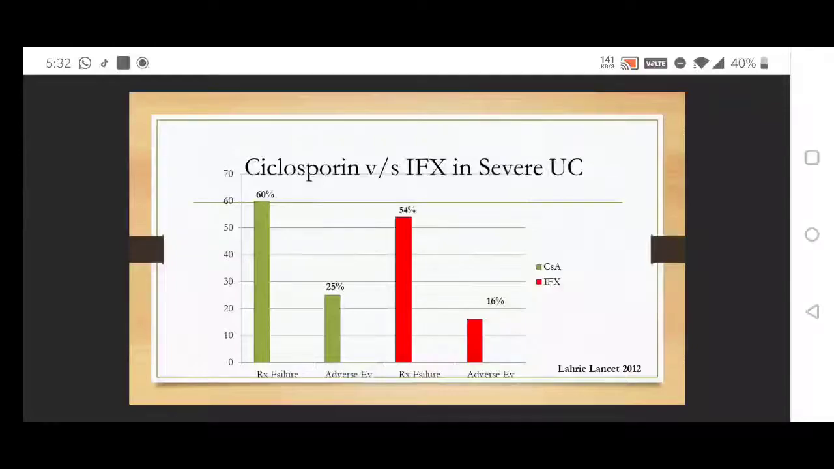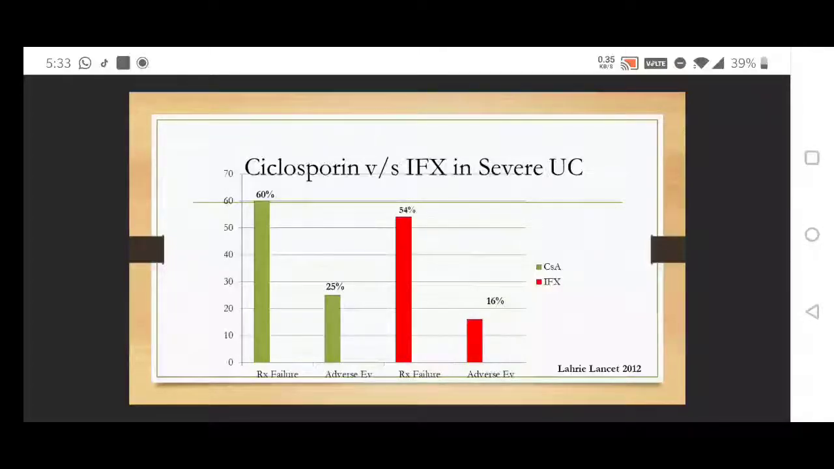After the biologicals, let's discuss cyclosporine. Most of you are familiar with it. There have been several studies on this, compared with Infliximab in particular. This study that appeared in the Lancet almost 8 years ago looked at things from a different perspective. They asked what the failure rate of both drugs is, and what the adverse events are. The green column is cyclosporine, the red column is Infliximab. The failure rate in cyclosporine was 60% versus 54%, which was not statistically significant.